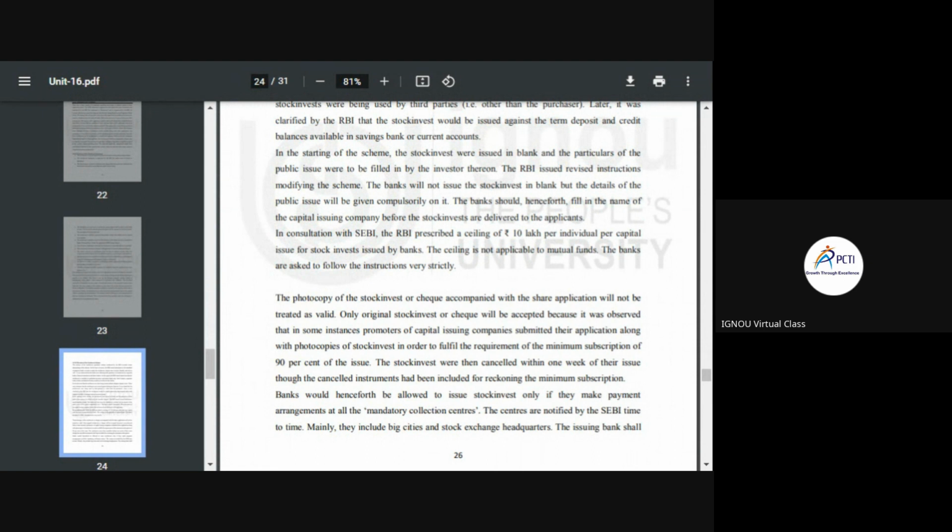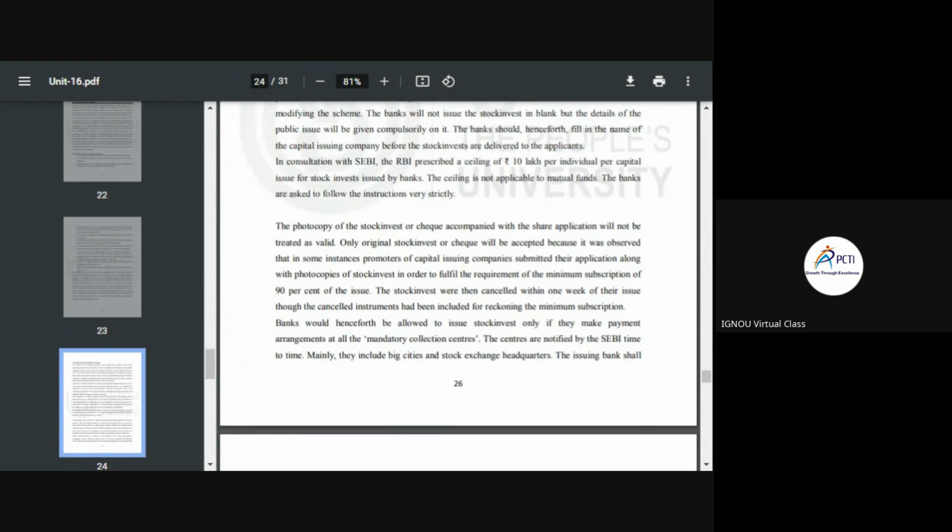Basically, the bank will not issue the stock invest in blank, but the details of the public issue will be given compulsorily on it. And the bank should henceforth fill in the name of the capital issuing company before the stock invest is delivered to the applicant. Next one is the consultation with SBI. RBI prescribed a ceiling of rupees 10 lakh per individual per capital issue for stock invest issued by a bank. The ceiling is not applicable for mutual funds.